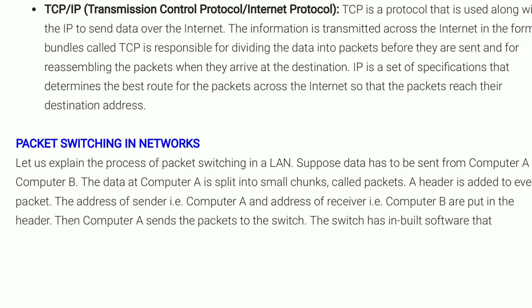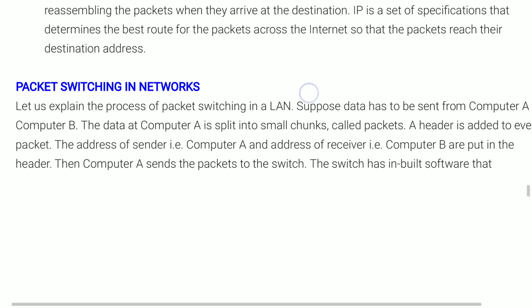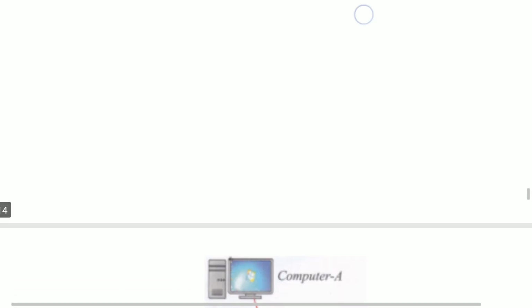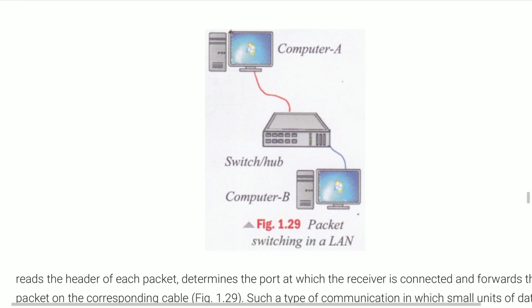Suppose that there are two systems, as you can see in this figure. There are two computer systems, computer A and computer B. Suppose the data has to be sent from computer A to computer B. The data at computer A is broken into small pieces. These small pieces are called packets.